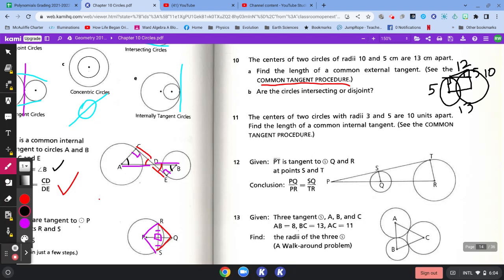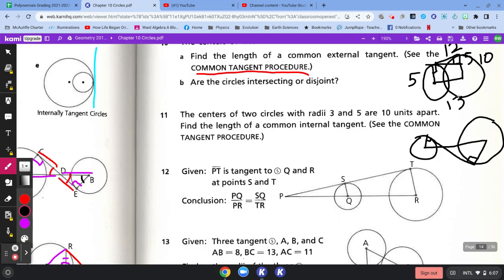Number 11, the centers of two circles with radii 3 and 5 are 10 units apart. You want to find the length of a common internal tangent. We're going to try doing the same thing again. You're going to have to draw this. I'm going to pause while I draw, and I'm probably going to blow this up a little so I have more room. Okay, I have drawn this, and we know some things.